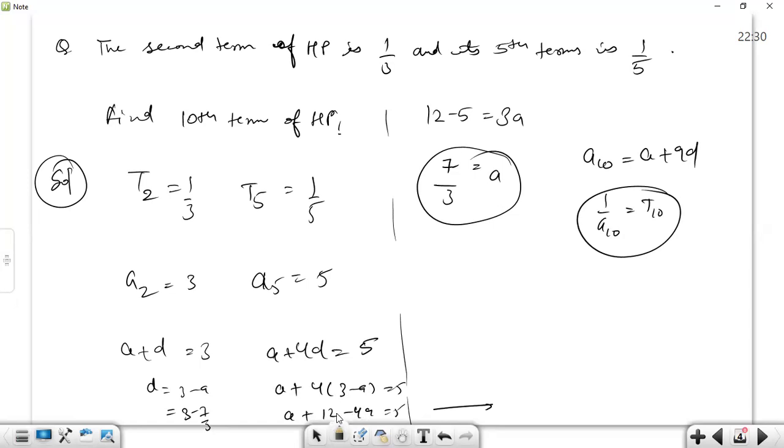Okay, so 12 minus 5 is 7. It equals 3d, so 12 minus 5 is 7. Yes, okay. So what is d? 3d equals 7, so d is 7 by 3. Then 9 minus 7, that's 2 by 3.